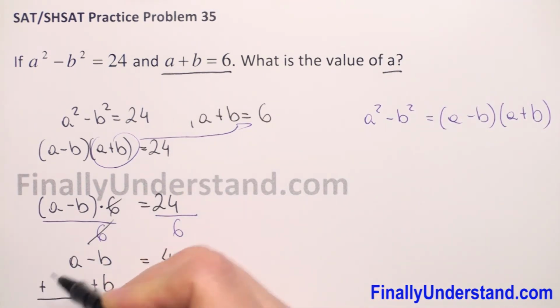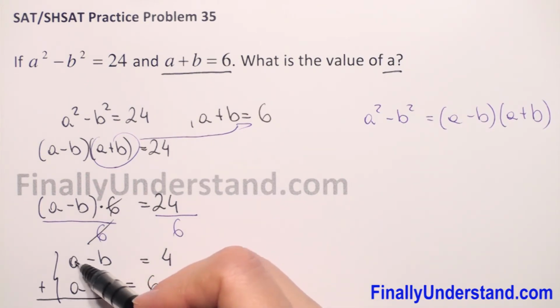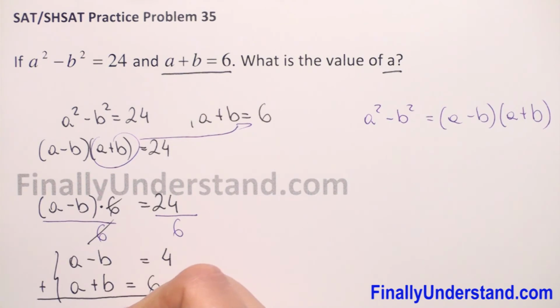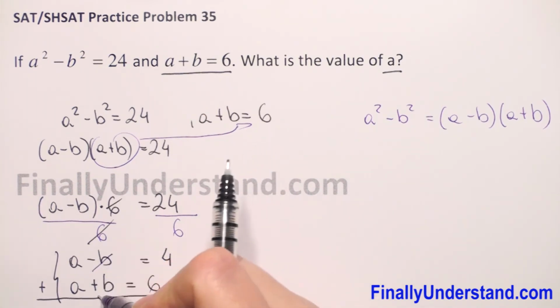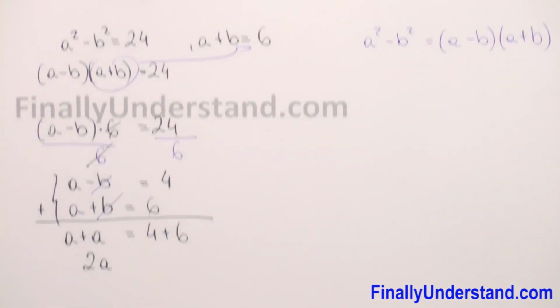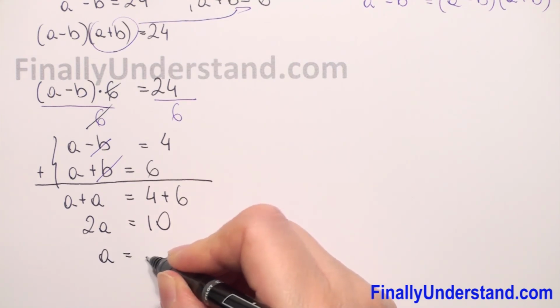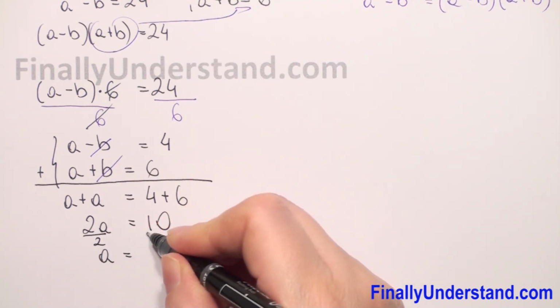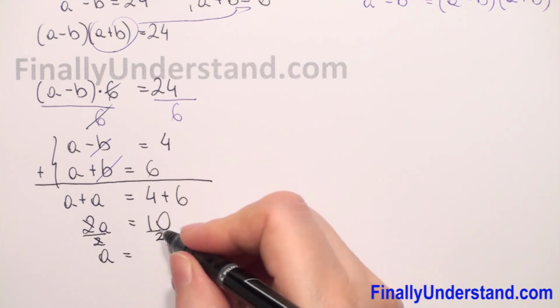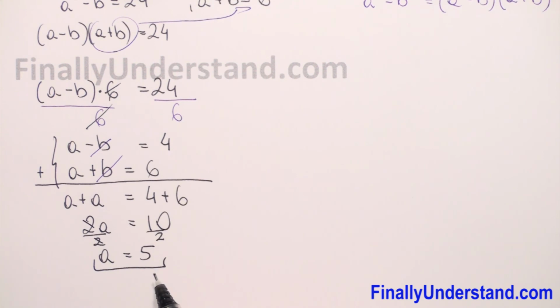When we add both sides of our equations, we have a plus a, and we have negative b plus b, so b will reduce, is equal to 4 plus 6. A plus a is 2a is equal to 10. So we have that a is equal, we'll divide both sides by 2. 2 and 2 will reduce, 10 divided by 2 is 5. We found that a is 5.